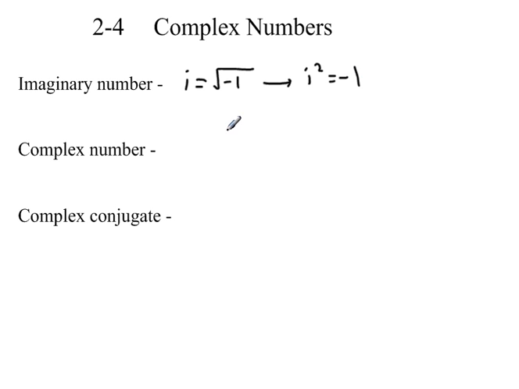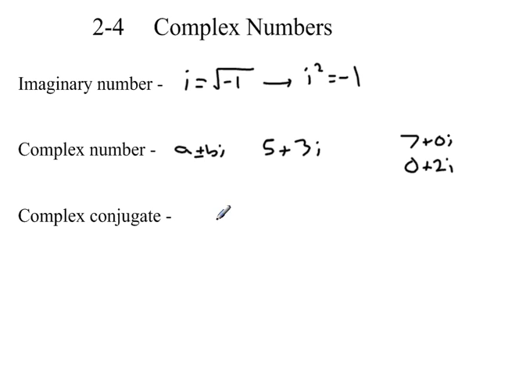Now what a complex number is, is any real part plus or minus any imaginary part. So for example, the number 5 plus 3i is a complex number. In fact, the number 7 is a complex number. It's like 7 plus 0i. In fact, the number 2i is a complex number. It's like 0 plus 2i. So all these are complex numbers: any real part plus or minus any imaginary part.